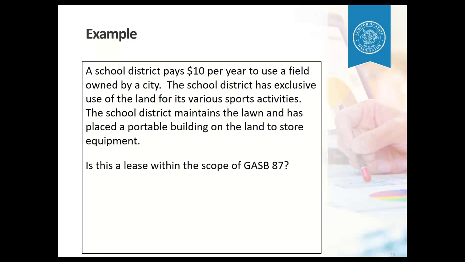Okay, in this example, we have a school district that pays $10 a year to use a field owned by the city. The school district has exclusive use of the land for its various sports activities. The school district maintains the lawn, and they've even placed a portable building on the land to store equipment. So is this one a lease within the scope of GASB 87?